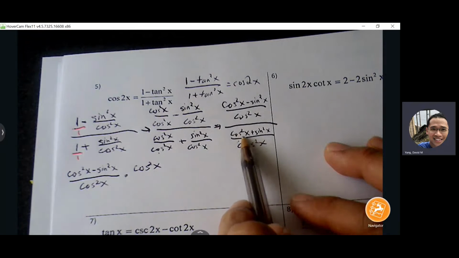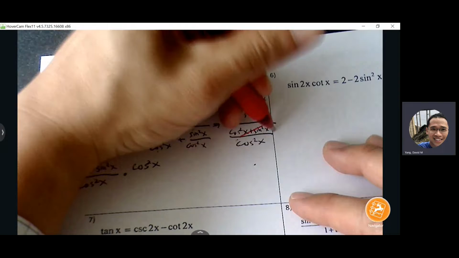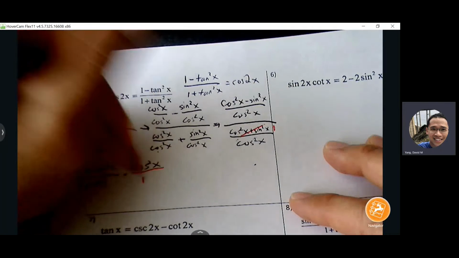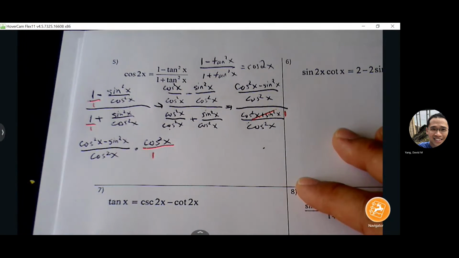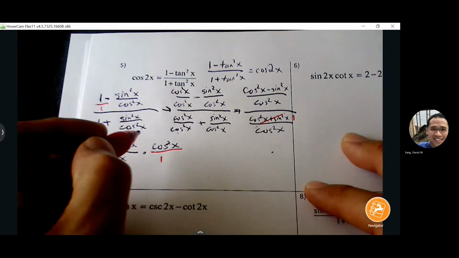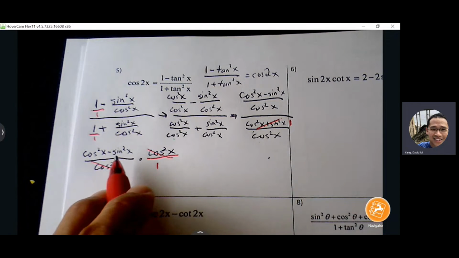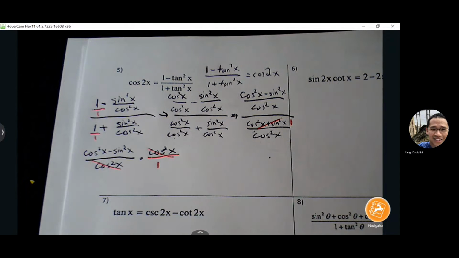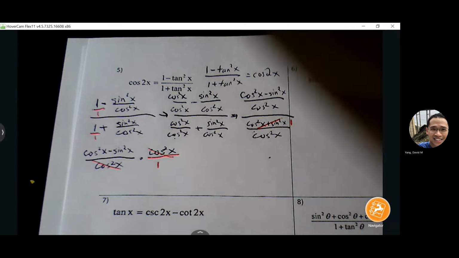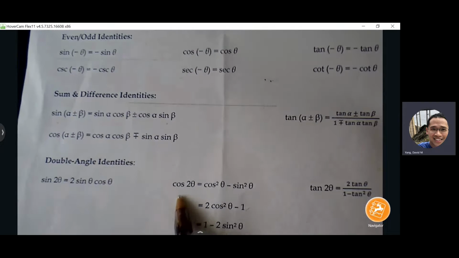Now, what's cosine squared plus sine squared? Just 1, right? So I can just put divided by 1 here. Okay, what goes away? Cosine squared. And what's cosine squared minus sine squared equal to? Yeah, that's a double angle identity, right? Cosine squared minus sine squared is cosine of 2x.